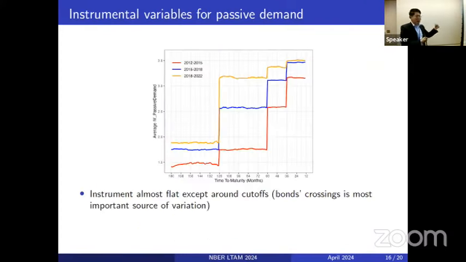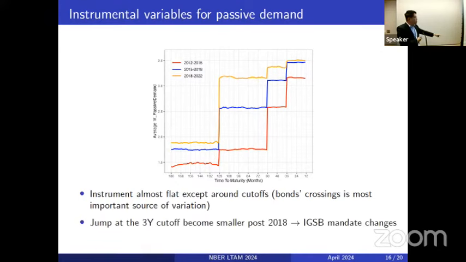So this graph is a nice illustration of our instrument. Essentially, our instrument is flat except at the maturity cutoffs of the 10-year, 5-year, and 3-year. So basically, the key source of variation for our instrument is that a bond crosses the maturity cutoff. And interestingly, if we compare before and after 2018 and focus on the 3-year cutoff, we can see that the jump of our instrument at the 3-year cutoff becomes much smaller after 2018. So this indeed reflects the mandate change by the IGSB fund.